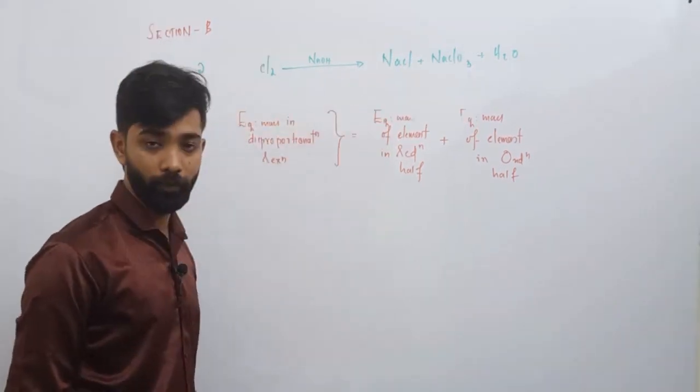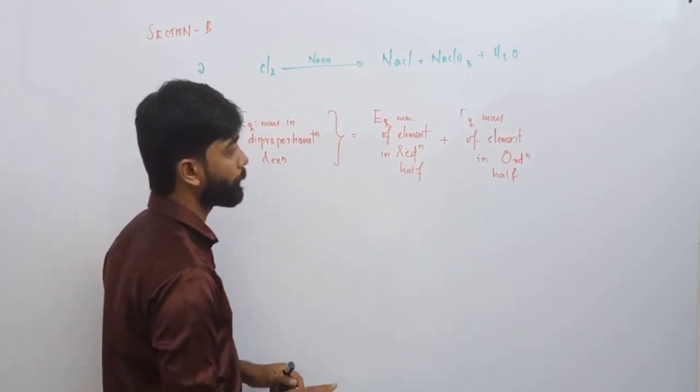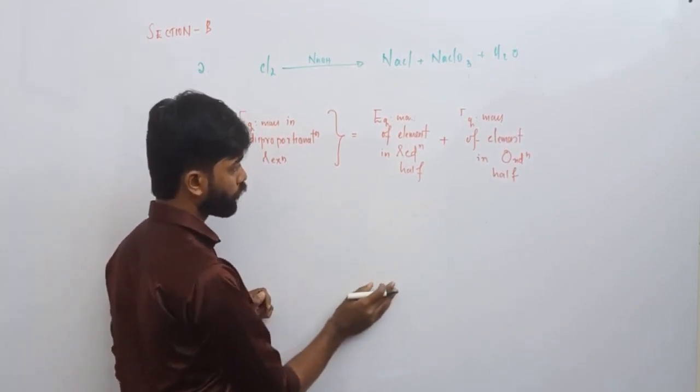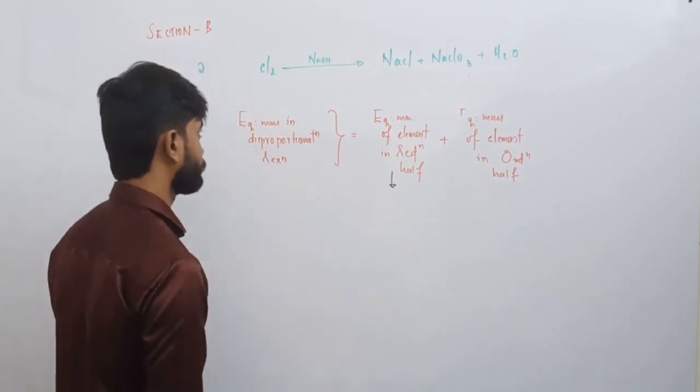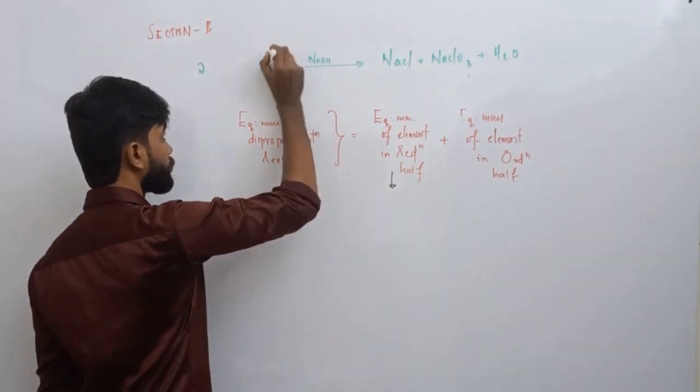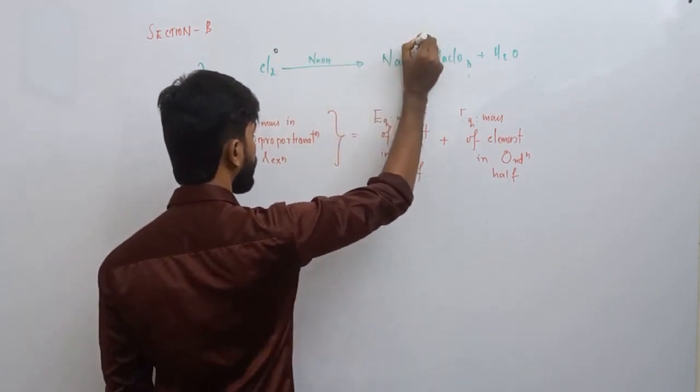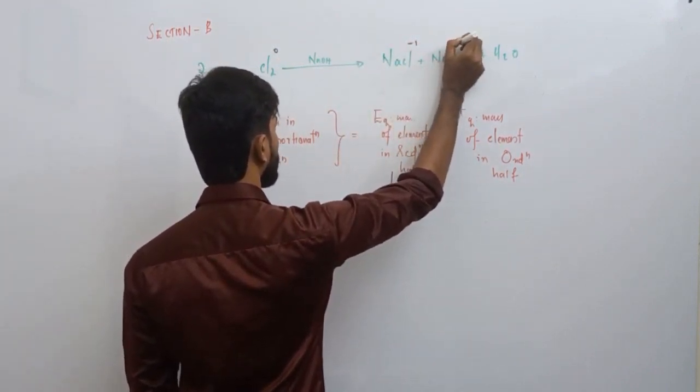You find the equivalent mass of each one separately. Okay, so let me write the reduction half. So it is from 0 to -1 and +5.